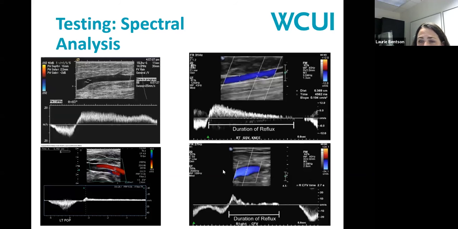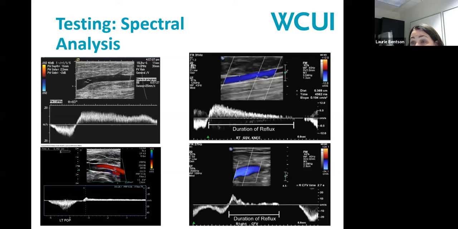These are just some different waveforms demonstrating what the reflex will look like. And again, this would be with slow augmentation, and then we've got the reflex, the prolonged reflex. When we are measuring our reflex, we have to actually quantify it. We can't just say there's reflex with color or I saw reflex on the spectrum. I have to measure it. We have to give it a number.